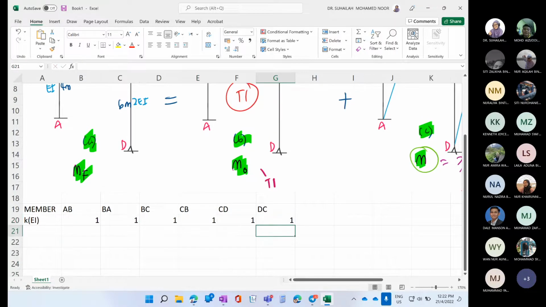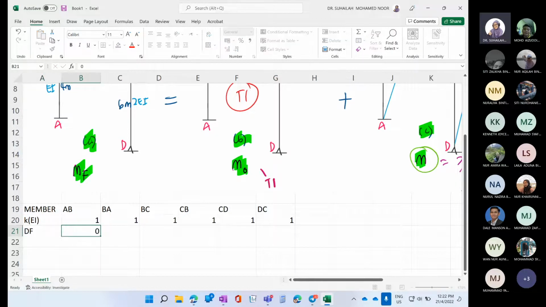Yes. Okay, so we move to distribution factor. Distribution factor for fixed is 0. Distribution factor for pin is 1. So the rest is 0.5, 0.5, 0.5, 0.5.